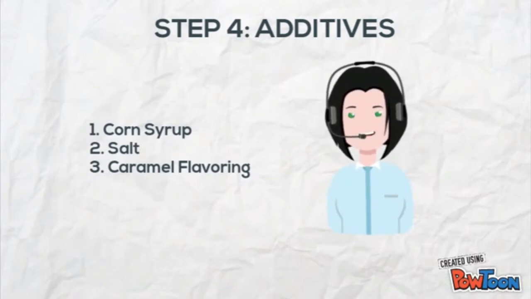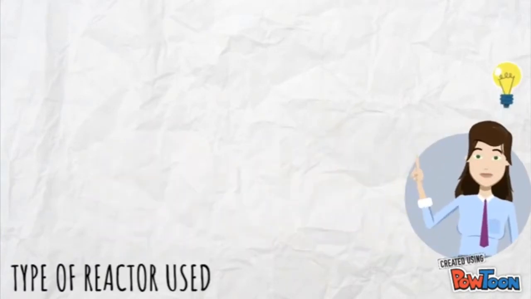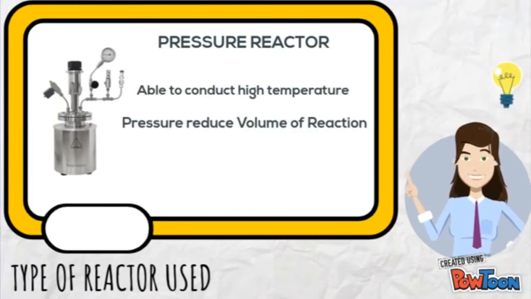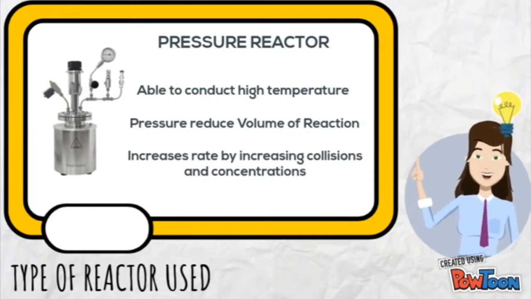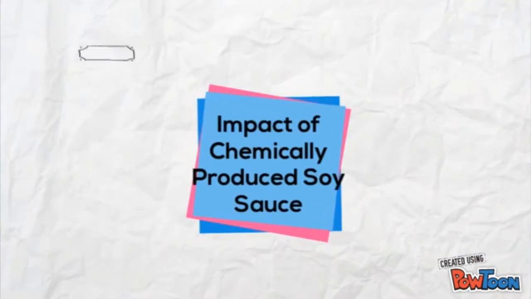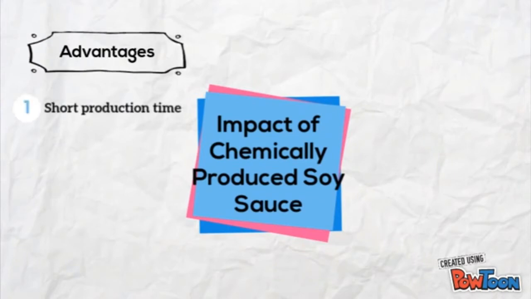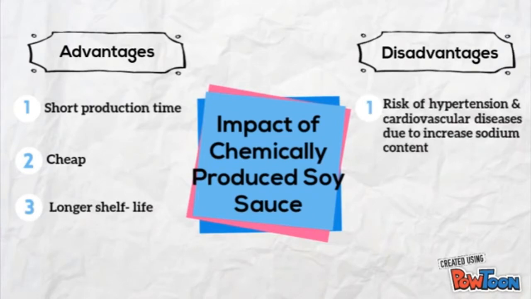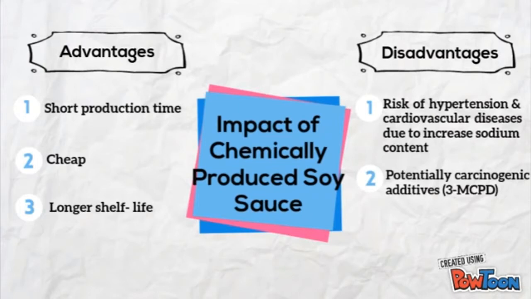Step 4. Additive. The type of reactor used is pressure reactors because they are able to withstand high temperature, can reduce volume of reaction, and increase rate by increasing collision and concentration. The advantages of chemically produced soy sauce are short production time, low cost, and longer shelf life. The disadvantages are health risks due to increased sodium content and the presence of 3-MCPD.